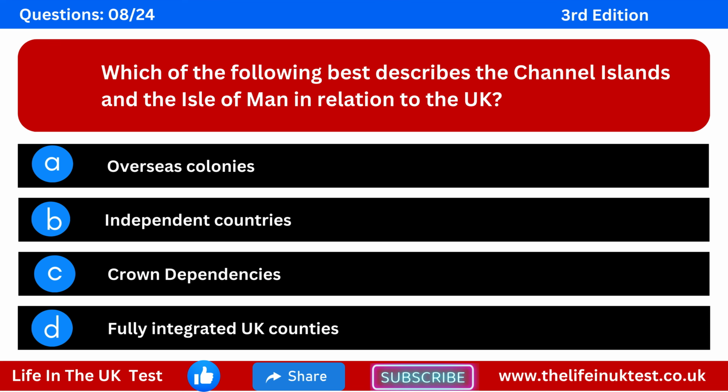Question 8. Which of the following best describes the Channel Islands and the Isle of Man in relation to the UK? Option A, overseas colonies. Option B, independent countries. Option C, Crown dependencies. Option D, fully integrated UK counties.